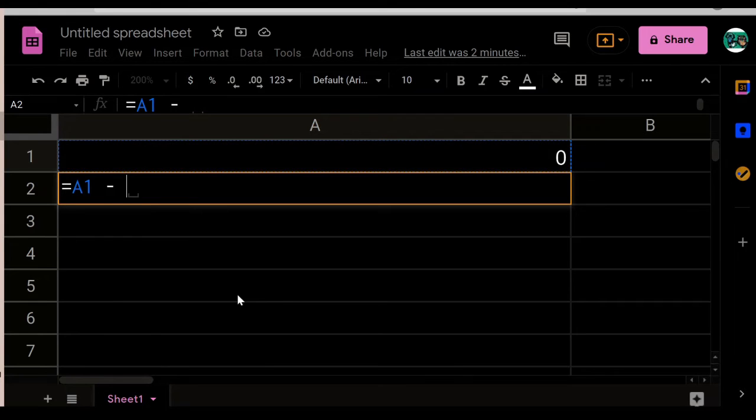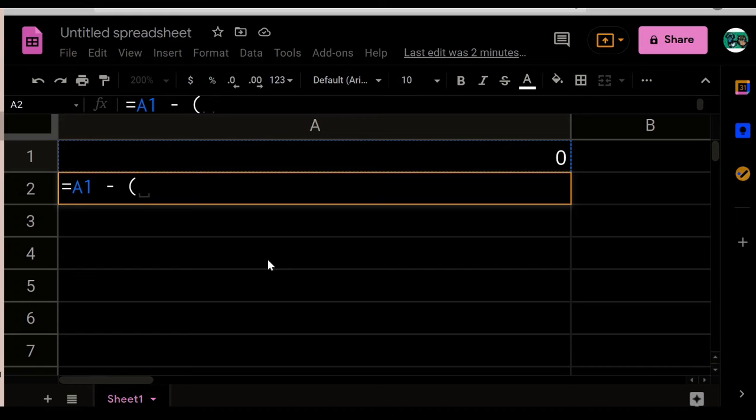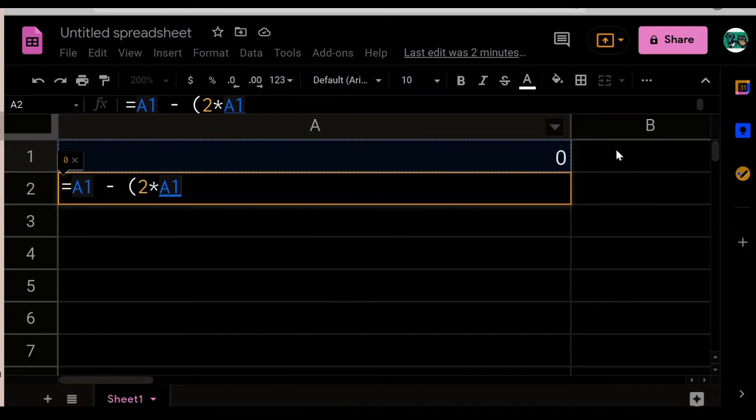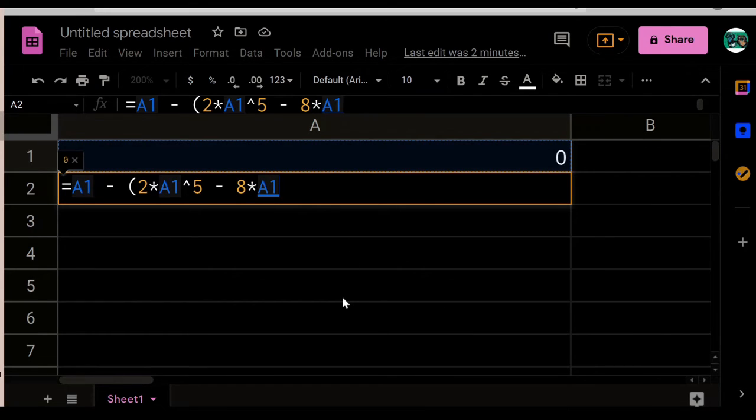So then I'm going to subtract the value of the function f of x with x0 plugged in. Now the function f of x in my problem was given by 2x to the 5th power minus 8x minus 1. So going back to Google Sheets, I'm going to type 2, but not times x, 2 times A1, 2 times the value in the previous box, raise that to the 5th power. Not minus 8x, but minus 8 times the value in A1, minus 1.